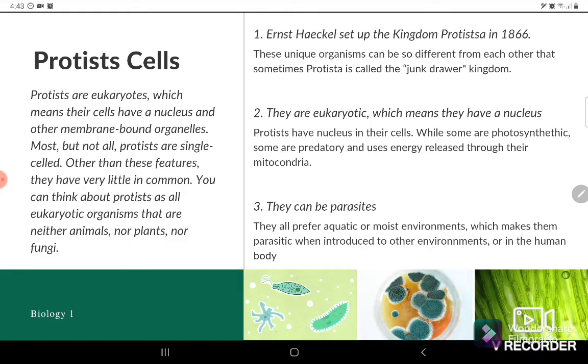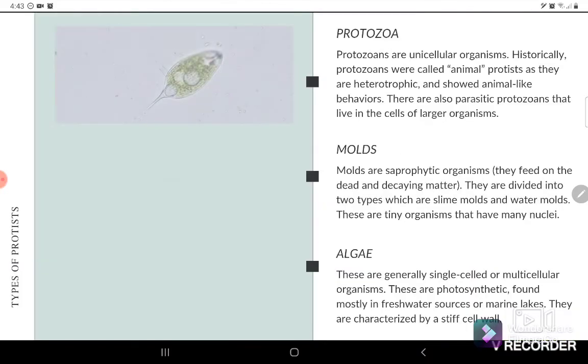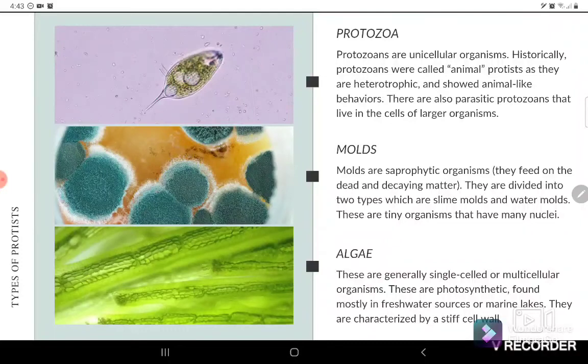So that is for the common characteristics of protists. But other than these 3, they have different features that make them distinct from one another. So let's proceed with the types of protists. We have here 3 types of protists. We have the protozoa, the molds, and the algae. First, let's discuss the protozoa.